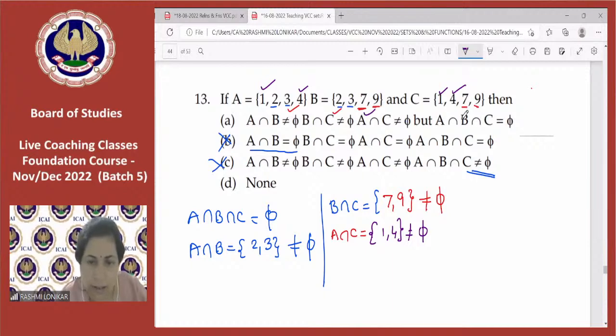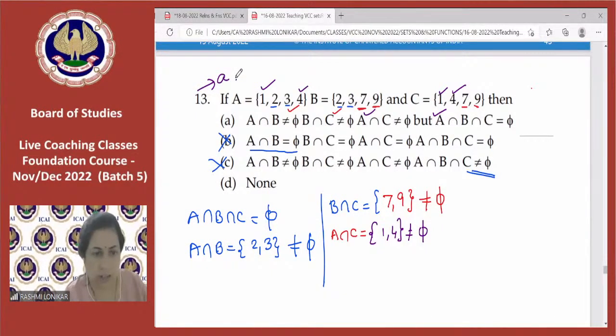And A intersection B intersection C is 5. We already have found that out. So therefore the answer for 13th is option A. So option A is the correct answer. Clear? Okay. Let me check.